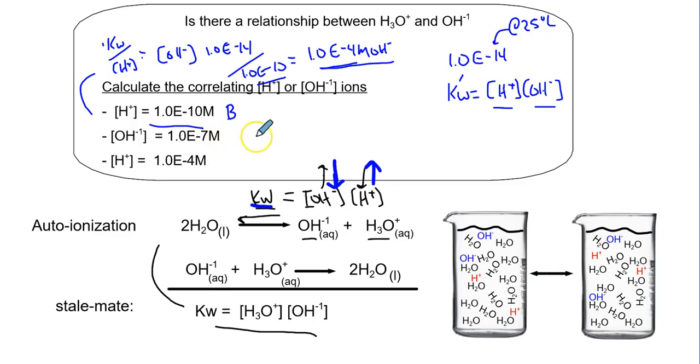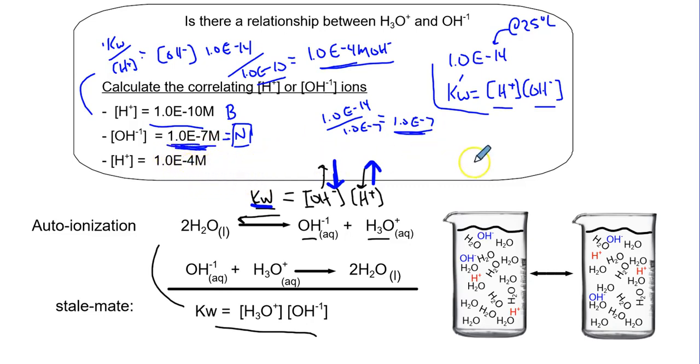Let's do this next one. This would be 1.0 e to the negative 14th divided by 1.0 e to the negative 7th, which equals 1.0 e to the negative 7th. Of course now the hydroxide concentration equals the H plus concentration, therefore that one is neutral. A thing you might know is that for a neutral solution, this is the only combination that gives you neutral.